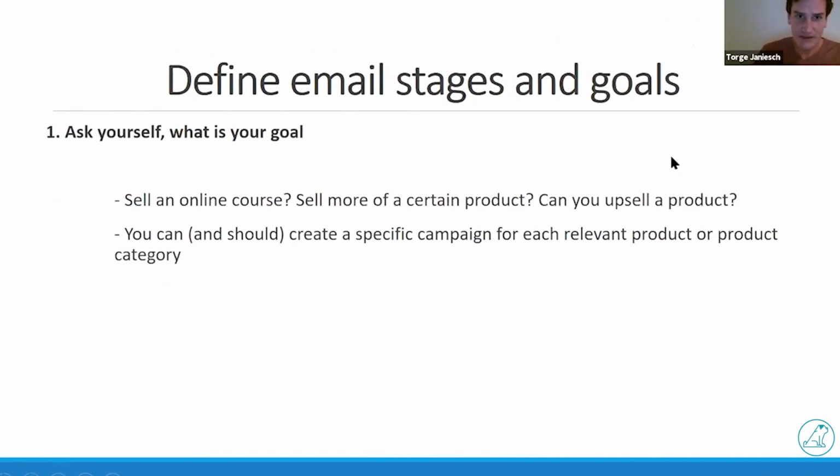So when we are talking about email marketing, and I would say marketing in general, the first step is to set goals and to define some stages and goals in your pipeline, so to say. So the question to you is: are you selling online courses? Do you sell certain products? Maybe, if you're in the cannabis industry, you want to sell some specific type of hash, or some specific things you can use for smoking cannabis. Maybe you want to upsell a product.